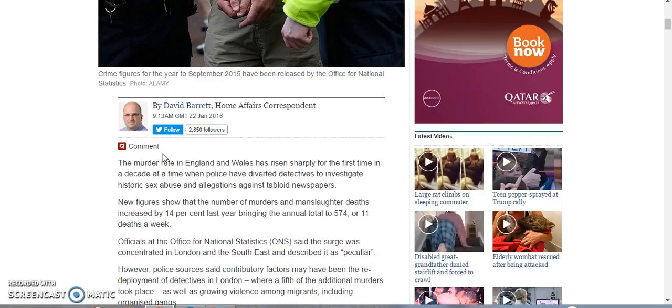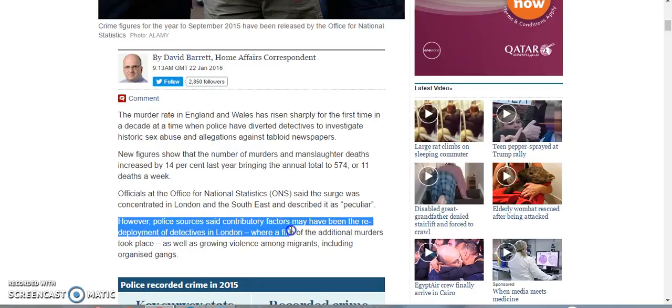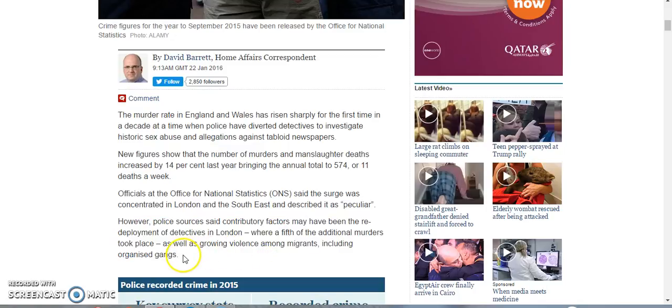They're going on there to quote some figures and some statistics, and they've got this bit here. However, police sources said contributory factors may have been the redeployment of detectives in London, as well as growing violence against migrants, including organised gangs. Police sources here, they haven't come out and said who these police sources are. A police source could be just a normal police officer, or it could be someone really high up. It could be a chief police constable or something like that. We don't know. The paper hasn't told us.